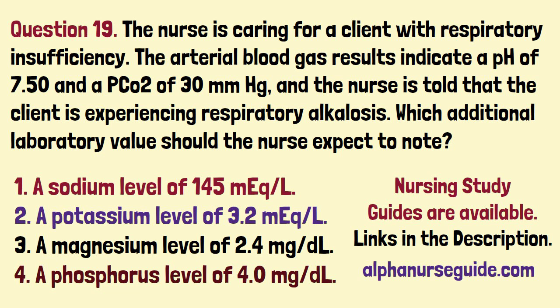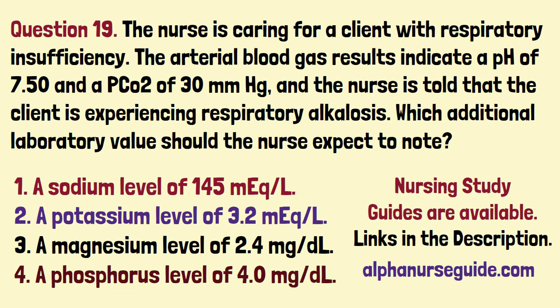Question 19. The nurse is caring for a client with respiratory insufficiency. The arterial blood gas results indicate a pH of 7.50 and a PCO2 of 30, and the nurse is told that the client is experiencing respiratory alkalosis. Which additional laboratory value should the nurse expect to note? 1. A sodium level of 145 milliequivalents per liter. 2. A potassium level of 3.2 milliequivalents per liter. 3. A magnesium level of 2.4 milligrams per deciliter. 4. A phosphorus level of 4.0 milligrams per deciliter. The correct answer is 2.